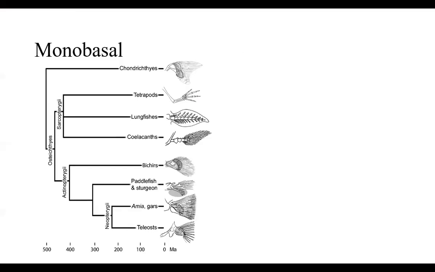So here's our chondrichthyans. There's a shark's pectoral fin. Here's our Osteichthyans that split into Actinopterygians. You can see some of the Actinopterygian pectoral fins. Here's our Sarcopterygians. You, lungfish, and coelacanths. I'm saying you, but that's a frog's arm.